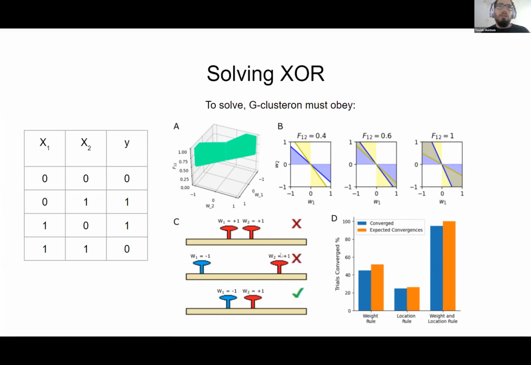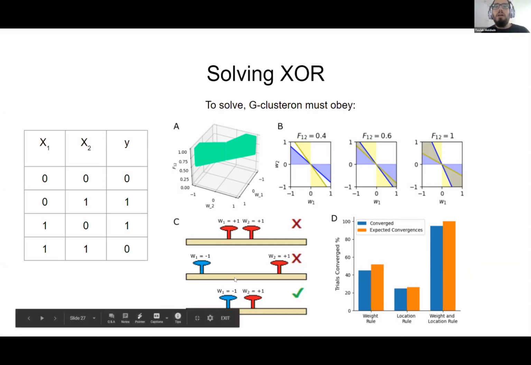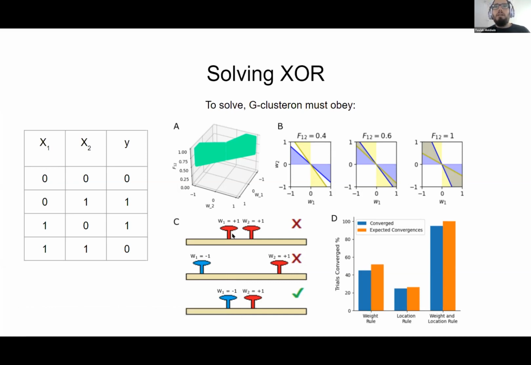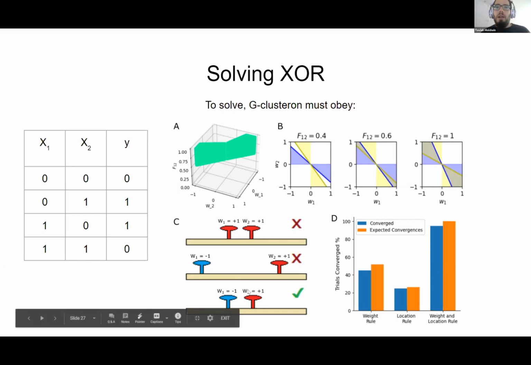And we show both analytically and numerically that if you want the G-clusteron to be able to learn to solve the exclusive OR problem from arbitrary initial conditions, you basically have to set both the weights and the locations correctly. So if you have, let's say, 2 excitatory weights, 2 positive weights, and they're next to each other on the dendrite, that doesn't work. If they're opposite weights, +1 or -1, but they're far away, that also doesn't work. But if they're opposite weights and also next to each other, then that does work. And we show that numerically too.